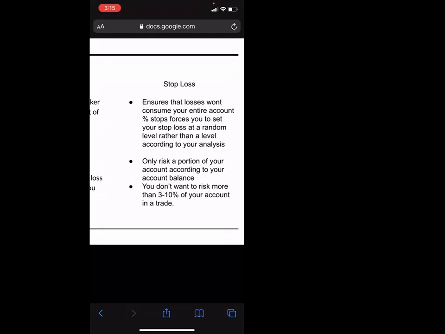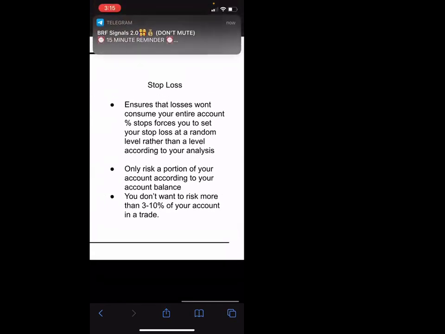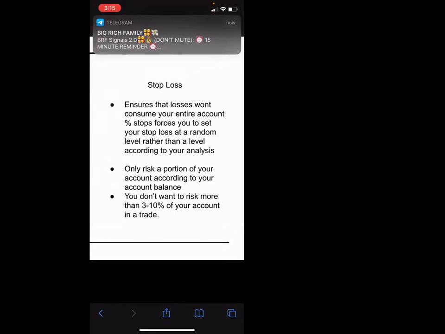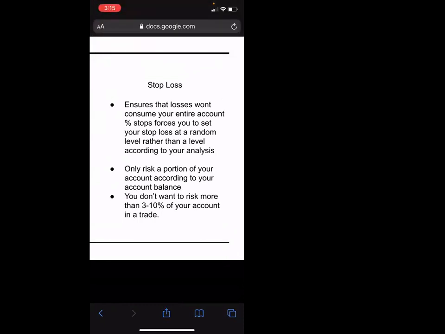Now, stop loss is really important. When it comes to stop loss, it's going to ensure losses won't consume your entire account. So this is how I think of stop loss, right? Think of stop loss as like a safety net.